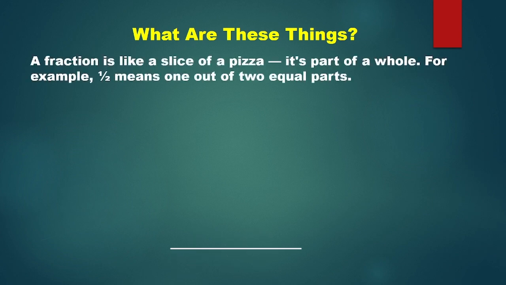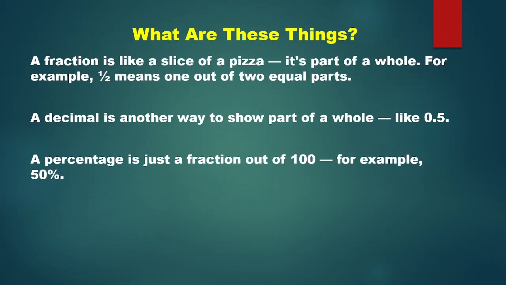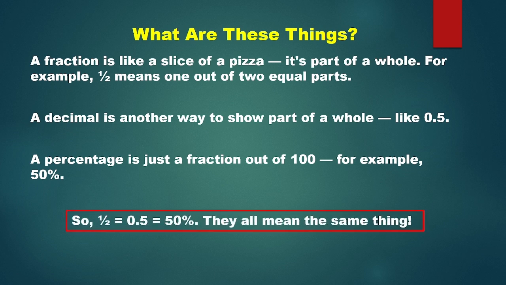Before we dive into converting, let's understand what each one means. A fraction is like a slice of a pizza. It's part of a whole. For example, 1 over 2 means 1 out of 2 equal parts. A decimal is another way to show part of a whole, like 0.5. A percentage is just a fraction out of 100. For example, 50%. So, 1 over 2, 0.5, 50%. They all mean the same thing.